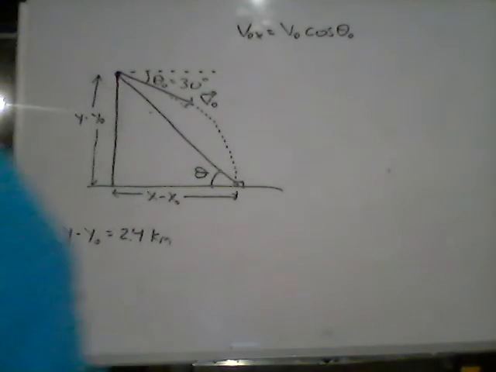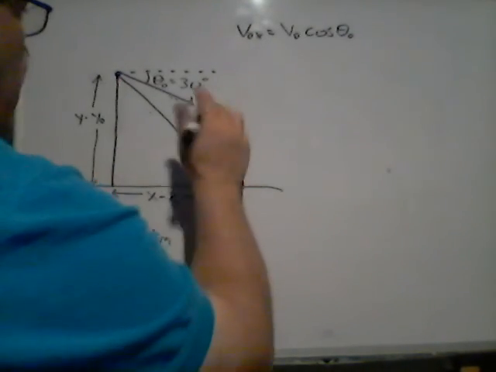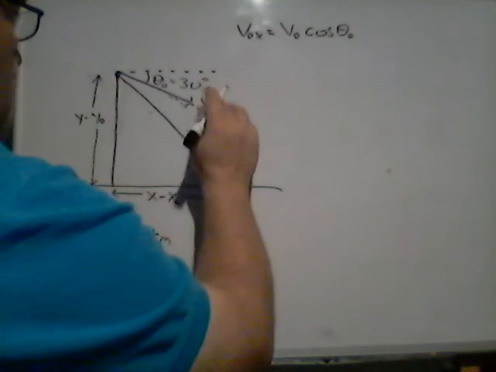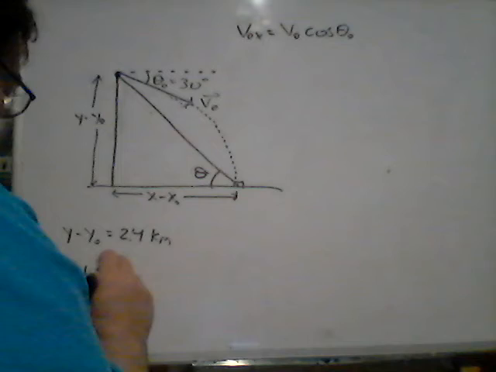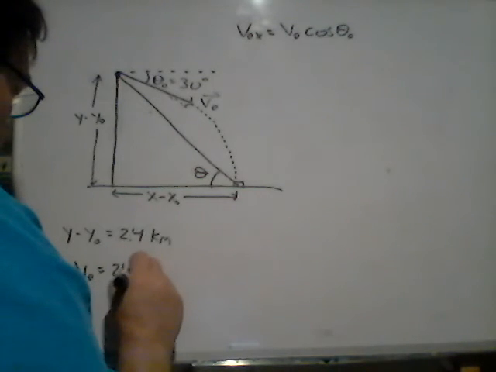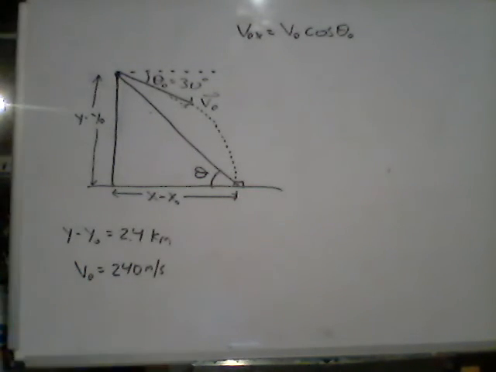And in fact, we know what v naught is. We know the magnitude of v naught. We're told what that is. We're told the magnitude of v naught in the problem. It's 240 meters per second. Okay, we're told this. This is a given.